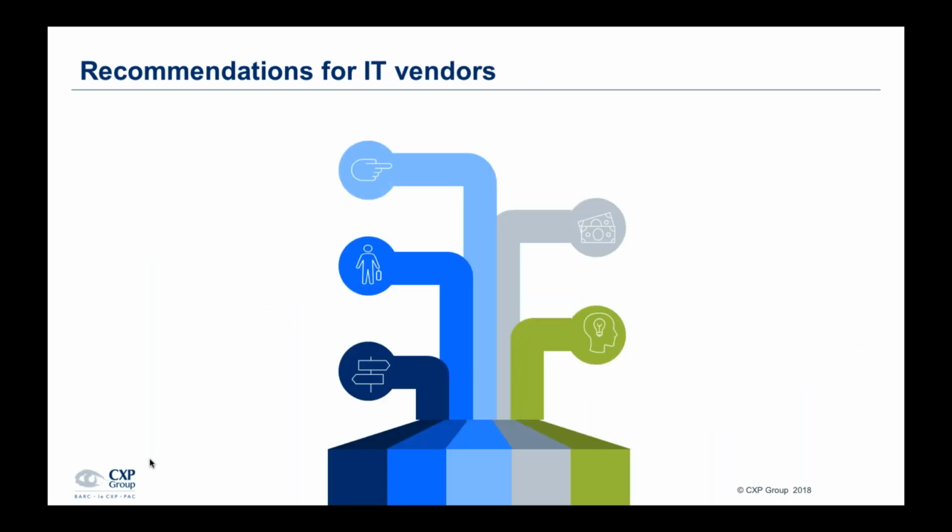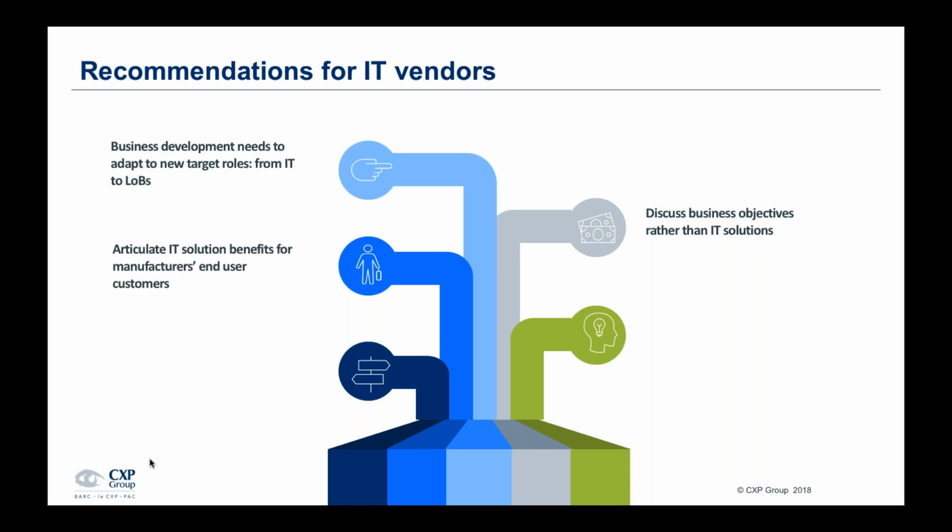And what are my recommendations for IT vendors? So, IT investment decisions are shifting more and more from IT departments to the lines of businesses. So IT vendors need to make sure that their business development is moving target roles from IT to business executives. Then secondly, discuss business objectives rather than IT solutions, and help manufacturers to identify use cases that are applicable for solving concrete problems and apply new but mature technologies.